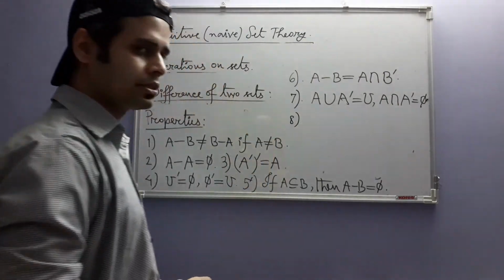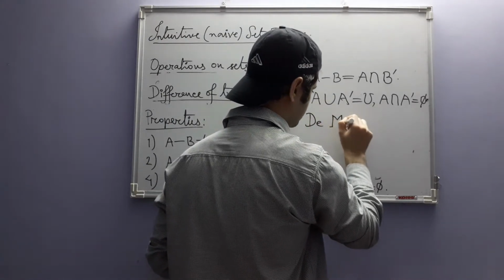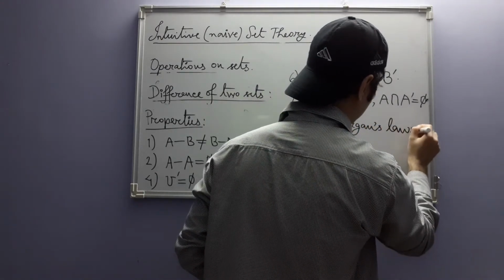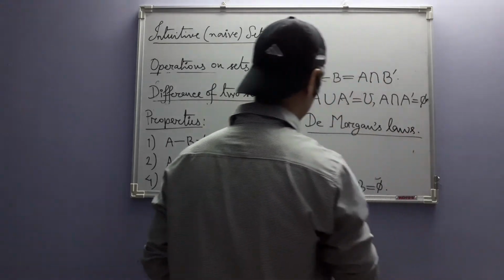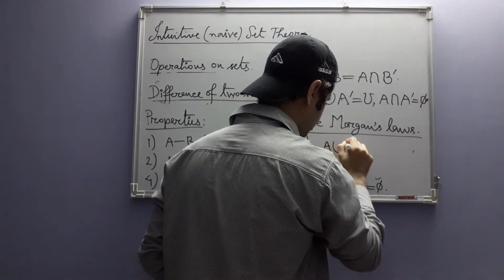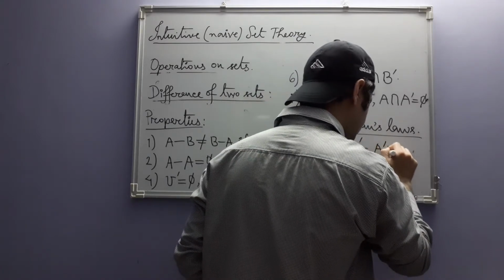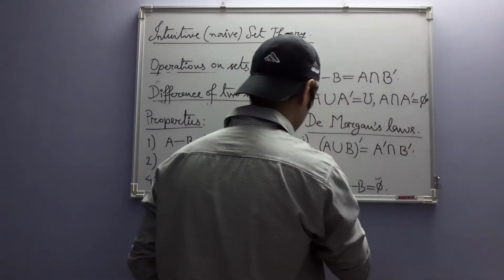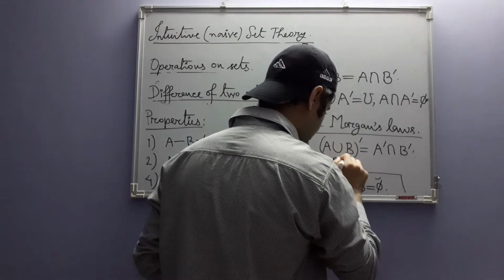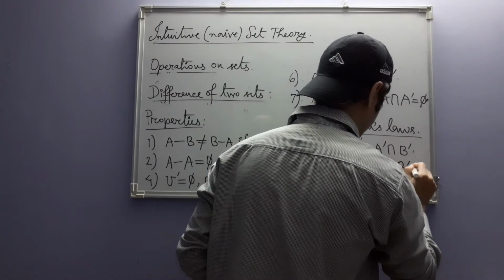Number 8. This is the most important by far. De Morgan's laws. There are two. It says that if you take the complement of the union of two sets, then this is equal to the intersection of their complements. And number 2, if you take the complement of the intersection of two sets, then it is the union of their complements.